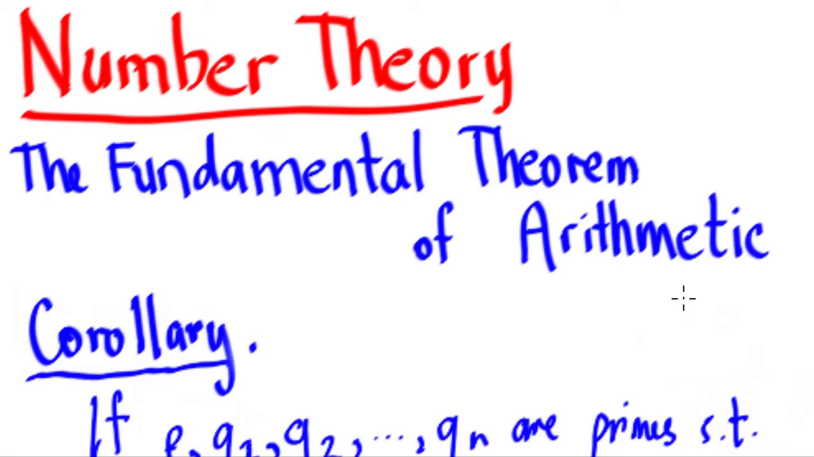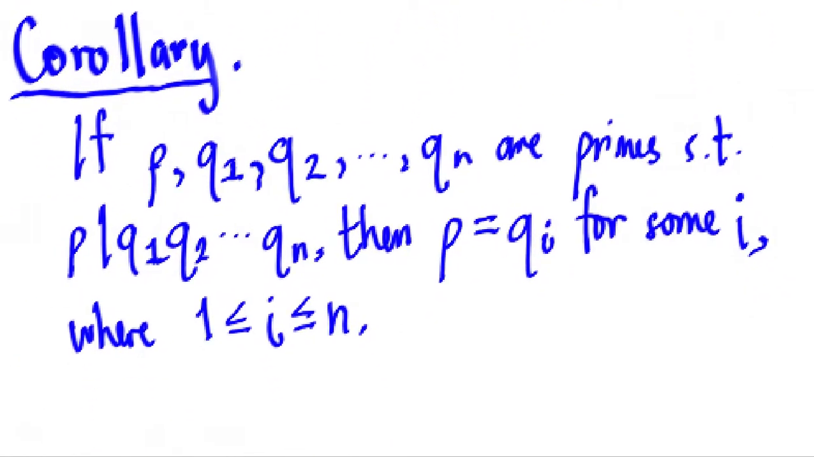Lemma 2 has the following result that follows. This is the result, rather, the corollary, that follows nicely from lemma number 2. So let's read it. What does it say?